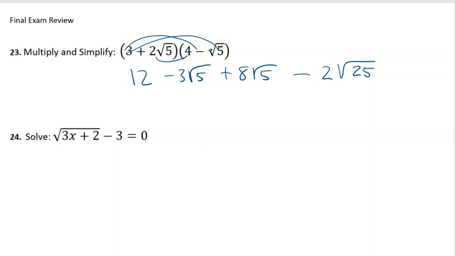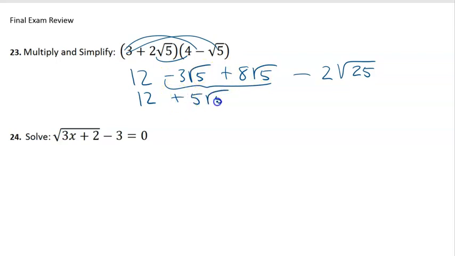All right, got a little bit of simplifying to do here. I've got 12. Now these are what we call like terms, just like when you have x terms, okay, variable terms. Well, these are radical terms, but as long as they match, you can combine the coefficients. So negative 3 and a plus 8 is plus 5.